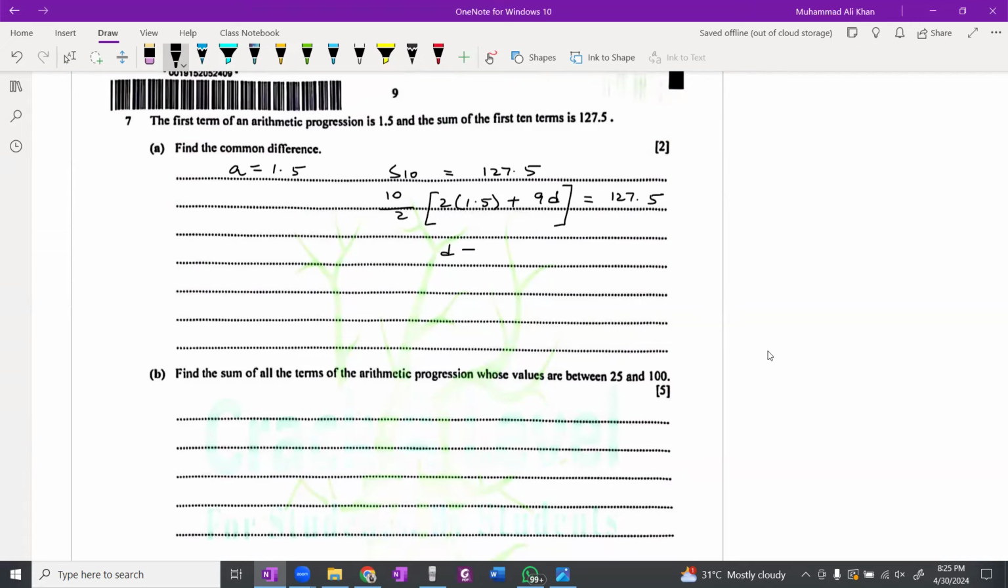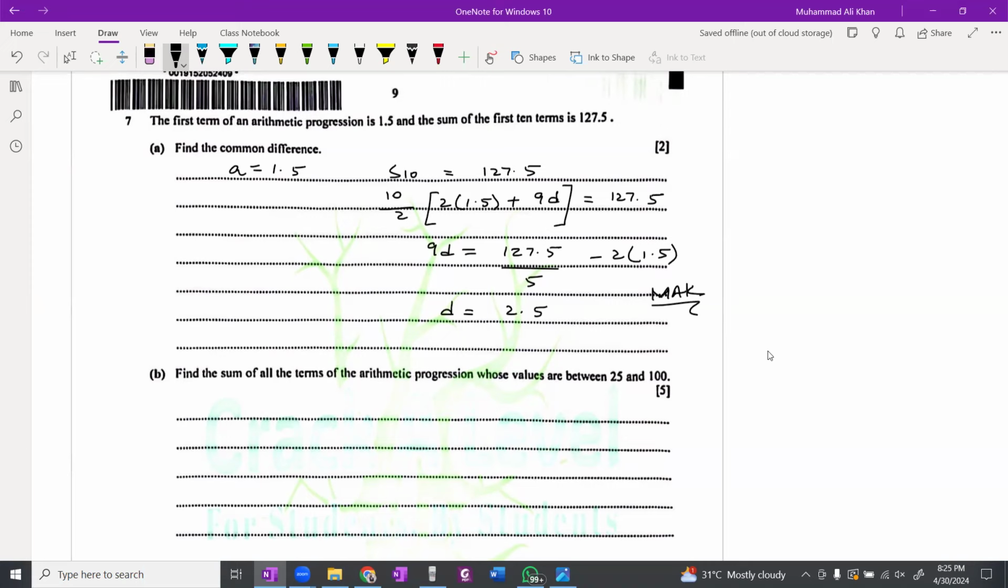So 9d equals 127.5 divided by 5 minus 2 into 1.5. Therefore, the value of d is 2.5. After that, find the sum of all the terms of the arithmetic progression whose values are between 25 and 100.